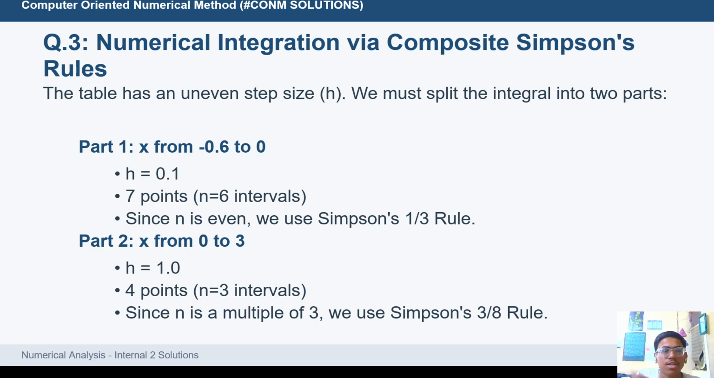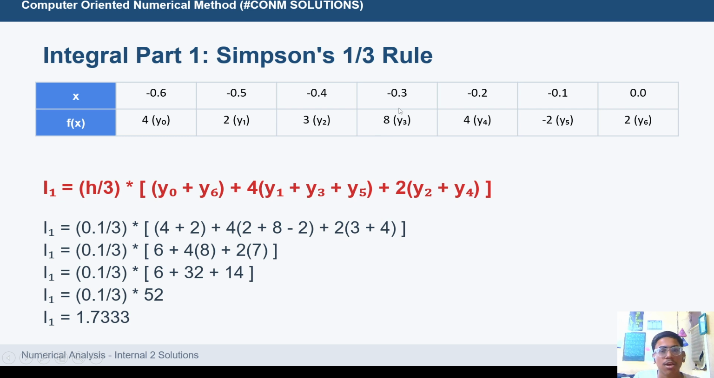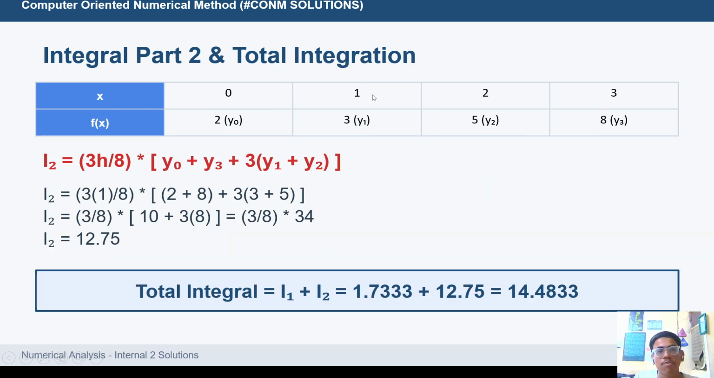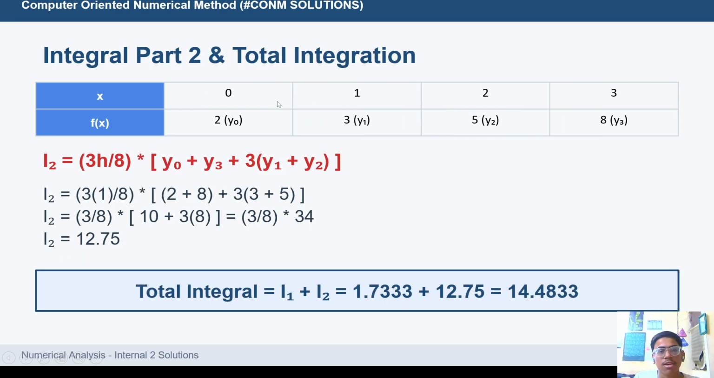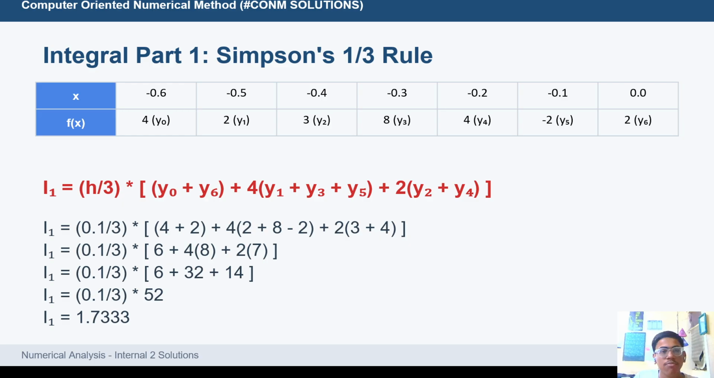So here we have been given a table that has an uneven step size. So we will split the table into two parts. We have been given a table like this where x is minus 0.6, minus 0.5, minus 0.4, minus 0.3, minus 0.2, minus 0.1, and after 0.0 it was given 0, 1, 2, 3. So we can see the step size here is around 0.1 and the step size here is around 1. So this table was given combined in the question. So what we will do, we will split this table into two parts based on the step.